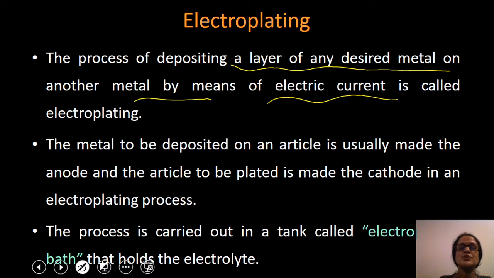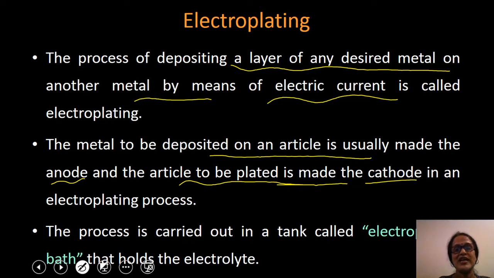The metal to be deposited on an article is usually made the anode. For example, you want to deposit copper metal on any other article, so that copper plate you have to make as anode, and the article to be plated is made the cathode in the process of electroplating.